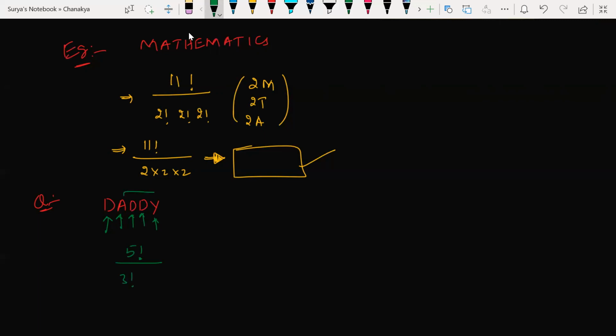So then what about A and Y, sir? They are coming only one time. If you want to write 1 factorial into 1 factorial, write it. Who cares? No problem. 5 into 4 into 3 factorial divided by 3 factorial. 1 into 1 factorial is 1. Even if you don't write it, it doesn't make a difference. So a total of 20 different words can be formed by arranging the letters of the word.